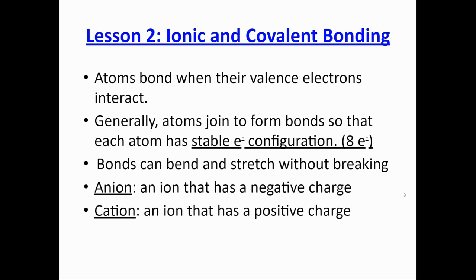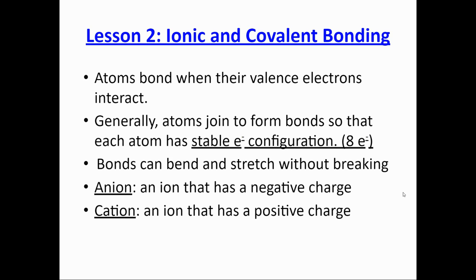Generally, atoms join to form bonds so that each atom has a stable electron configuration, or 8 in its outer shell. The octet rule, or the rule of 8. Remember, all atoms on the periodic table, with the exception of noble gases and some noble metals, want to become stable. They want to become full. They don't want to be reactive. And the way they achieve this goal is by creating bonds. So bonds can bend and stretch without breaking.